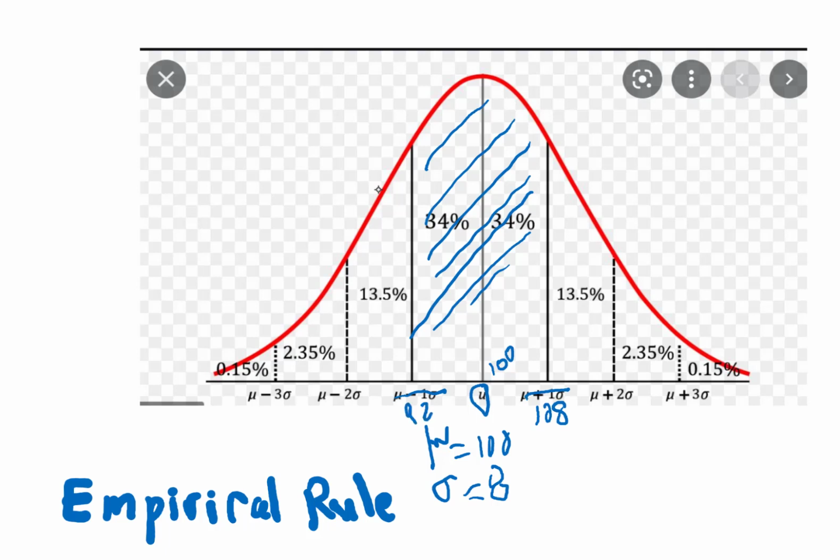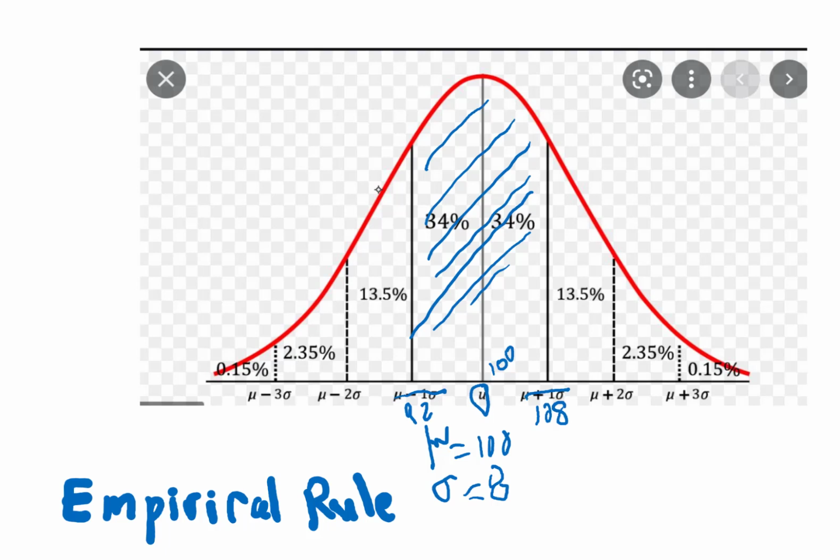So it means, let's say we have values in the data set. It means that 68% of the values in the data sets are between 92 and 108. So usually most data sets, guys, when you graph them, will have the shape of a bell-shaped curve, and usually 68% of the data values fall within one standard deviation of the mean.